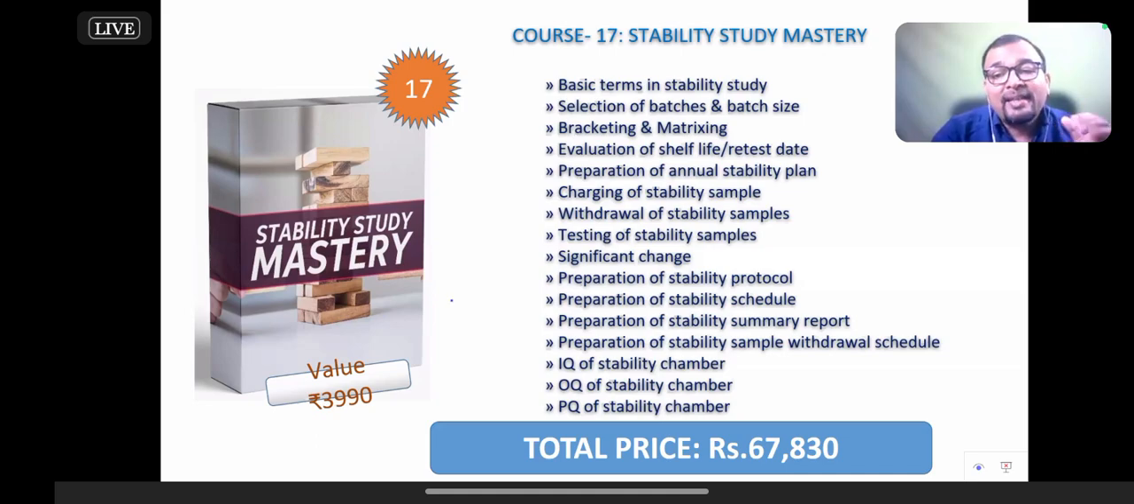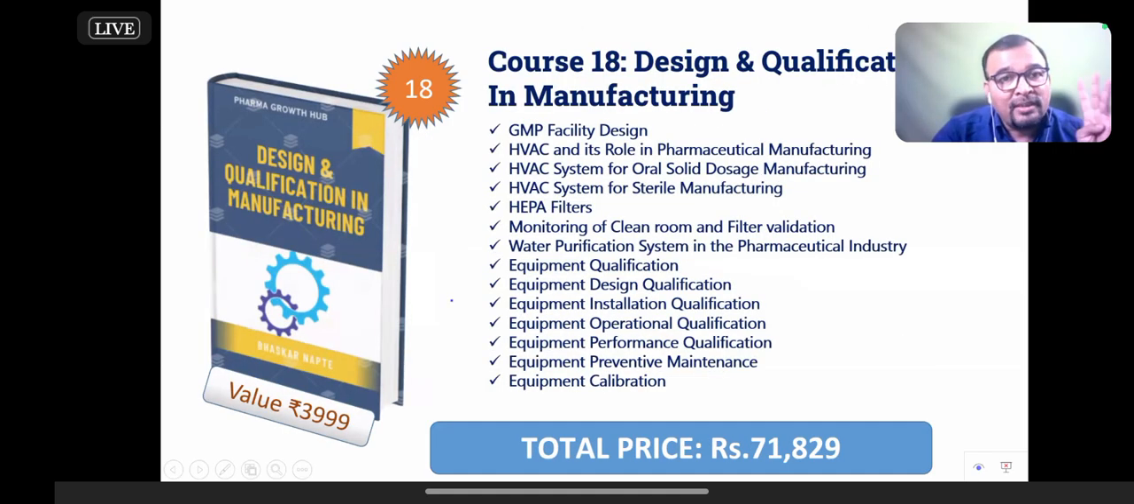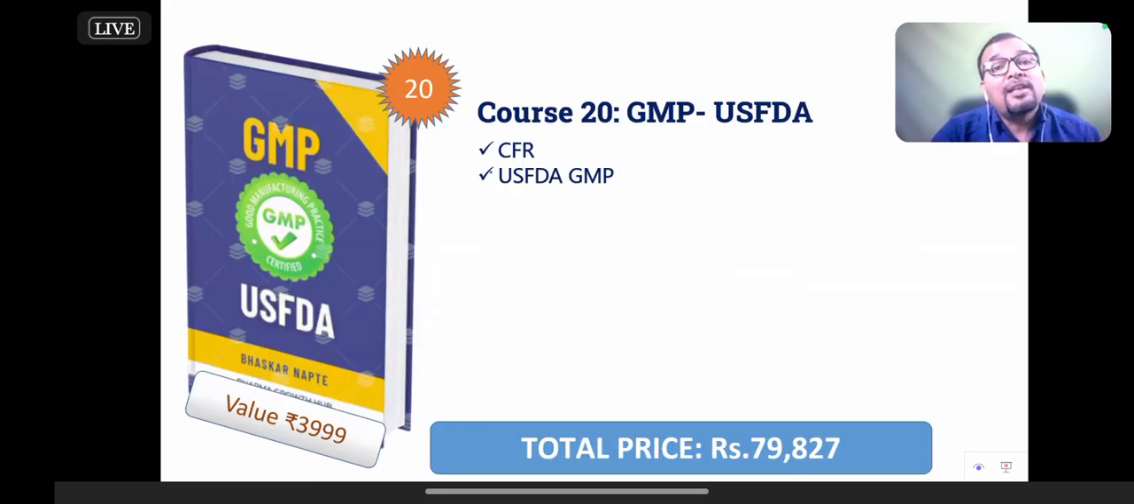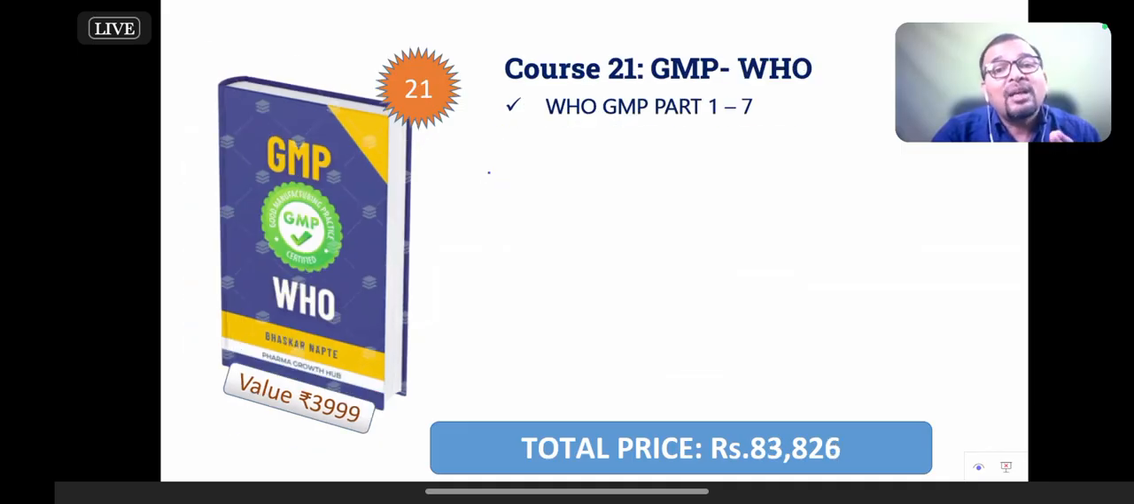Now, course number 18, 19, 20, 21. These four courses are now the manufacturing area. The first one is design qualification in manufacturing. We'll talk about GMP, HVAC, HEPA filter, then qualification in the manufacturing area, and many more. Course number 19 talks about the Schedule M GMP requirement. Course number 20 talks about US FDA's GMP requirement. And course number 21 talks about WHO's GMP requirements. So these are the four important courses for manufacturing area.